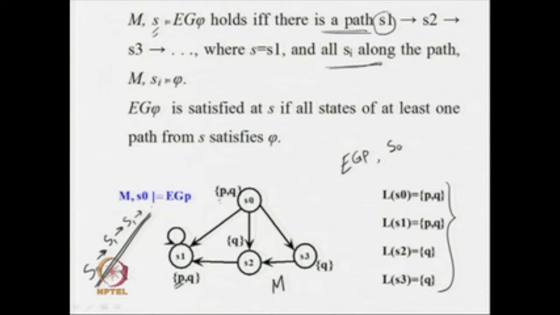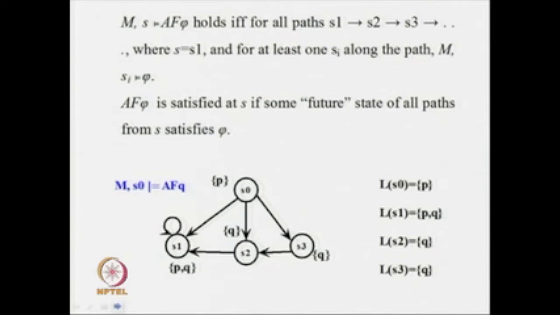So, this is basically the globally operator. That means, in all states it must be true. Now, the next temporal operator is F, future. Already you have seen that in some future state, eventually, something must hold. So, we say that in model M, state S models AF phi, or AF phi holds in that particular state, provided for all paths.